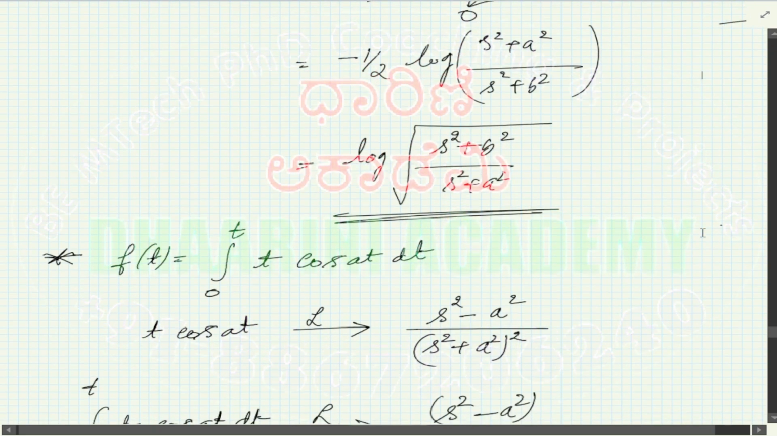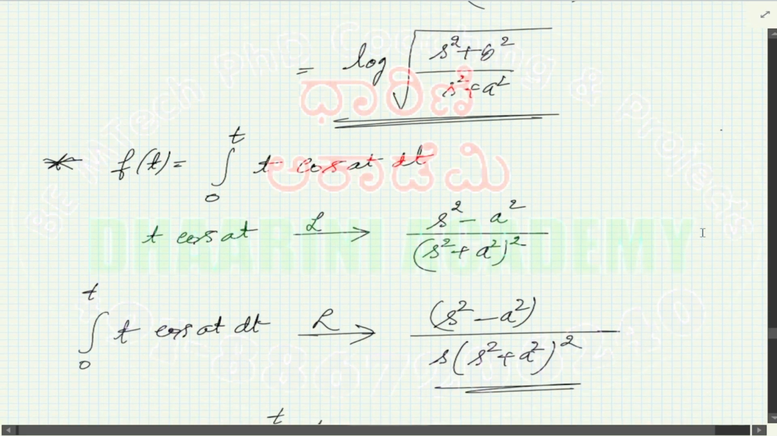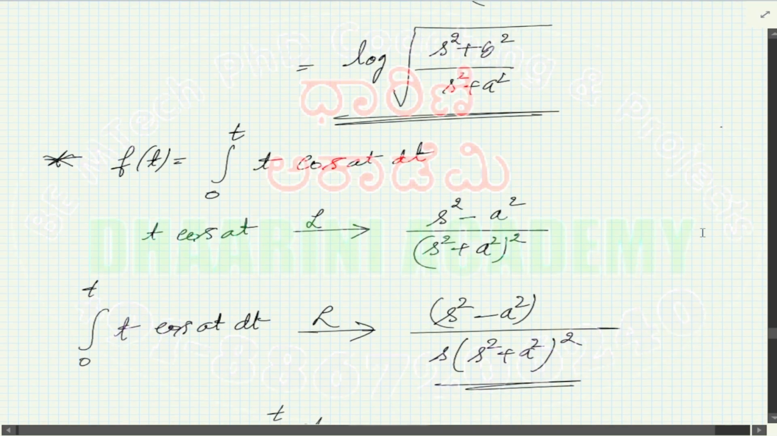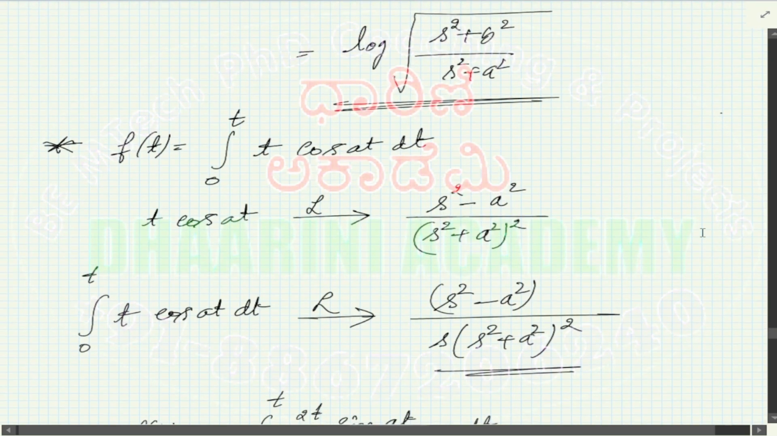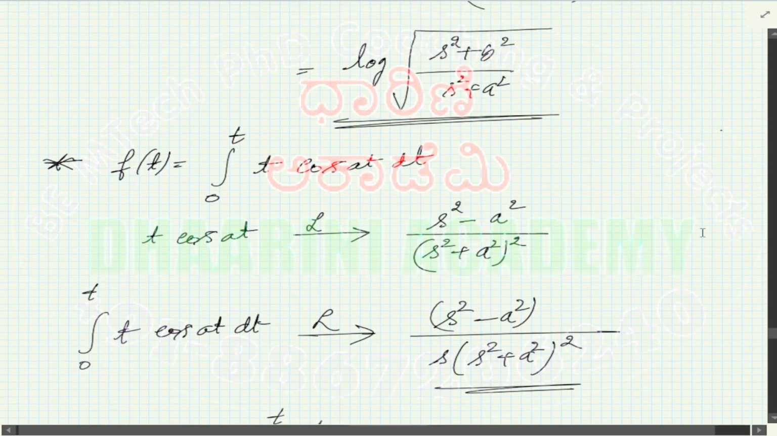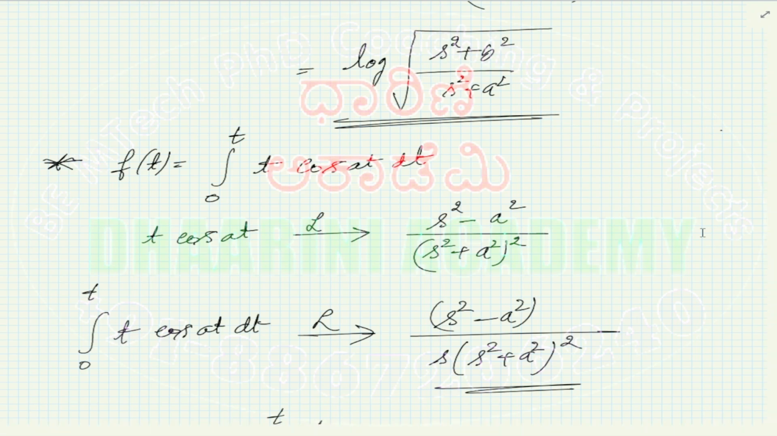Now let's move on to the next question. F of t is equal to integration 0 to t into cos at dt. Okay, so here we know that whenever we integrate on the time domain, what should happen on the frequency or s domain? Which property is it?